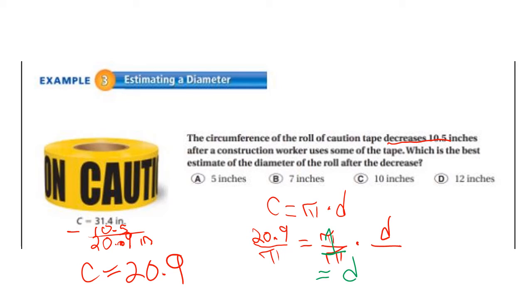And I get 6.65. So the diameter is 6.65. Now that is not actually one of our choices, but we're estimating, so the thing that is closest is letter B.